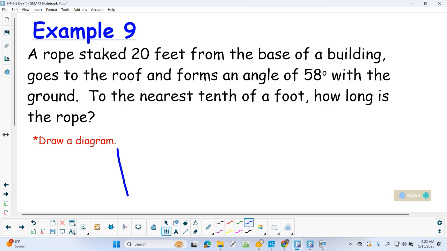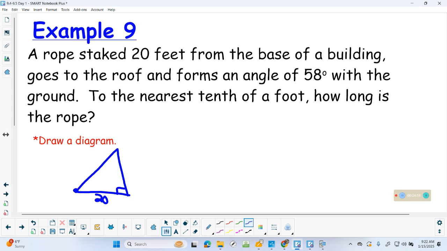Okay, let's start with the rope staked 20 feet from the base of the building. Here's my building. 20 feet from it, here's my rope staked. Now, you can clearly see we're making my right triangle here. Now I'm going to keep on reading.